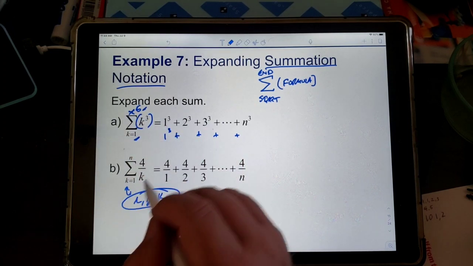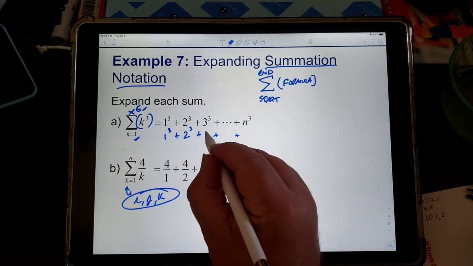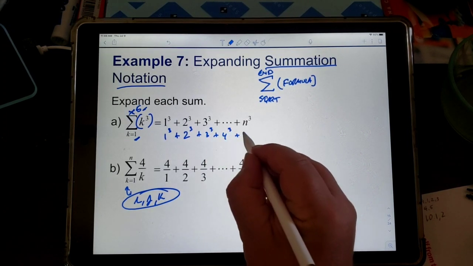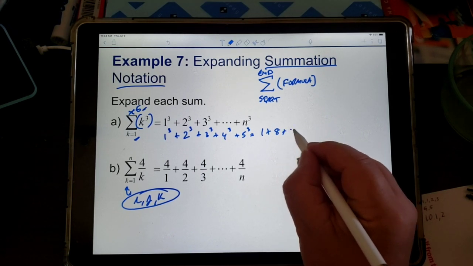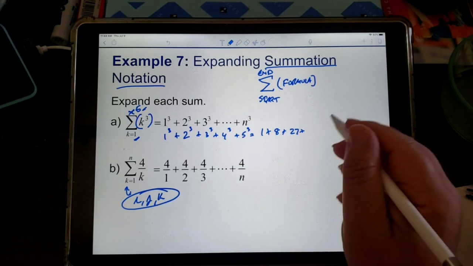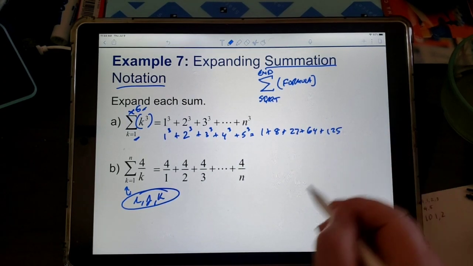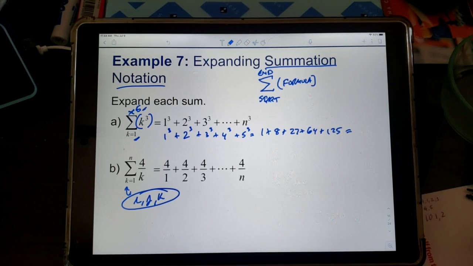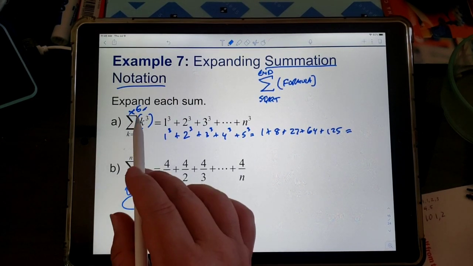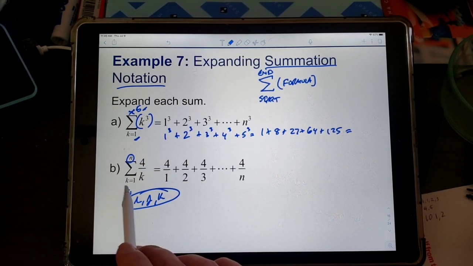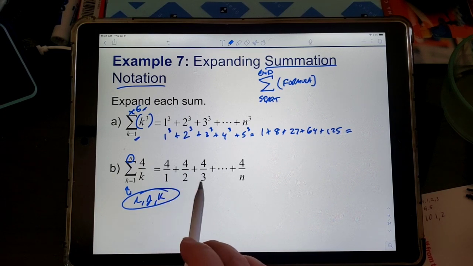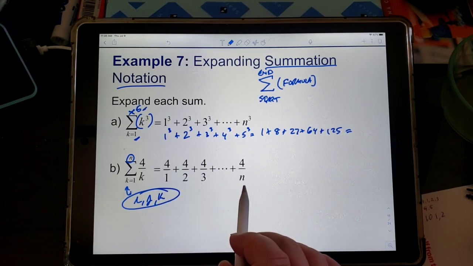So in my example with the 5 there, it's 1 cubed plus 2 cubed plus 3 cubed plus 4 cubed plus 5 cubed, or 1 plus 8 plus 27, let's see, 64, 125. I haven't worked that out, but we would work that out with a calculator, add those together. All right. So when they don't put a number up on top, they just put n up on top. Keep in mind, k is the value that changes. It takes on the values 1, 2, 3, and then up to n.